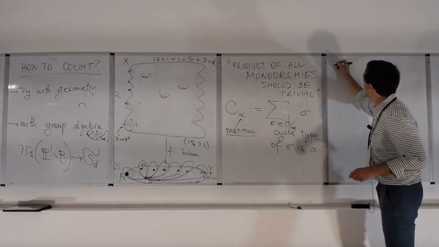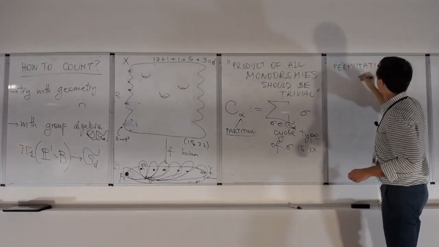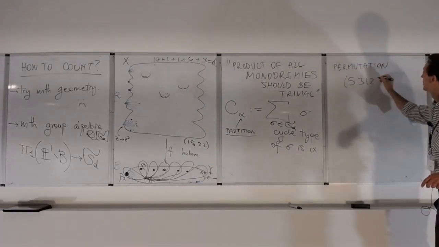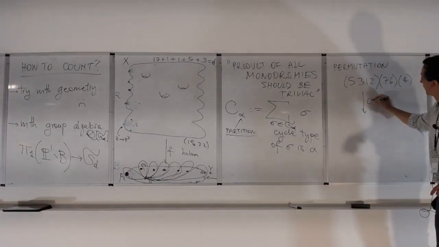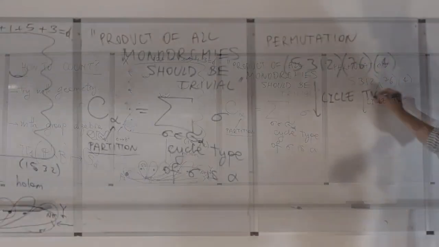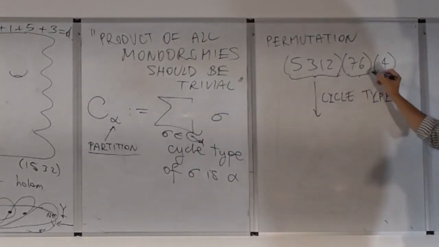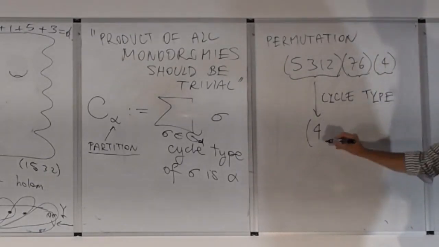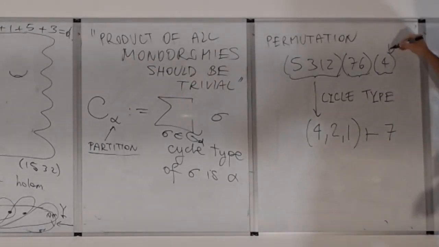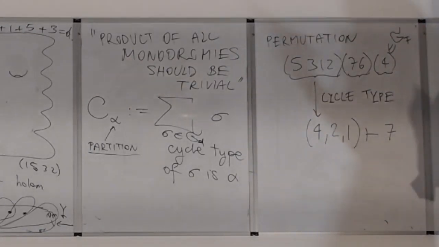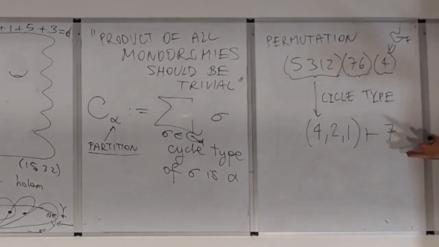If you take a permutation that is 5, 3, 1, 2, 7, 6, and 4, then the cycle type is the partition that is given by the lengths of the cycles. So you just take these lengths. This will give the partition 4, 2, 1, which is a partition of 7. And in fact, this lives in S7. So every time you have a permutation, you can associate a partition. And this is the conjugacy class.